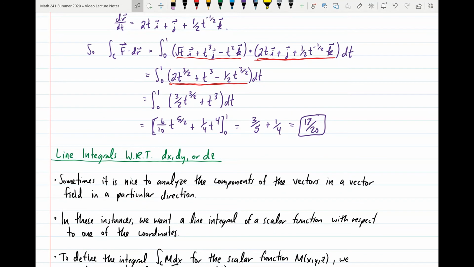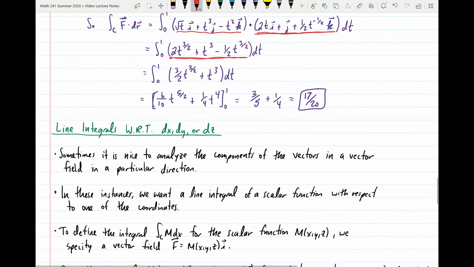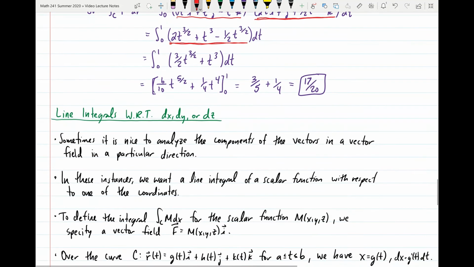So we can make it look a little bit nicer by combining 2 times t to the 3/2 and that negative 1/2 times t to the 3/2. And that'll give us this 3/2 t to the 3/2 plus t cubed. And now we're just finding an antiderivative for a polynomial function here. And that's simple enough, just using methods from Calc 1.